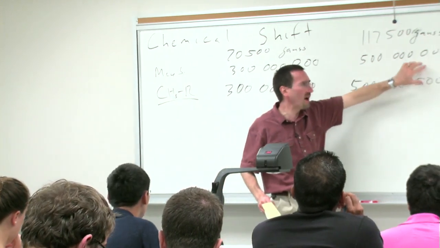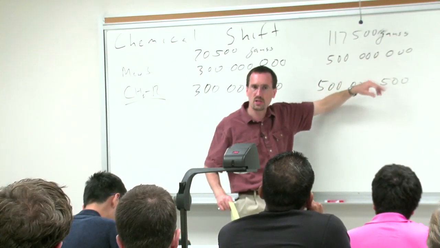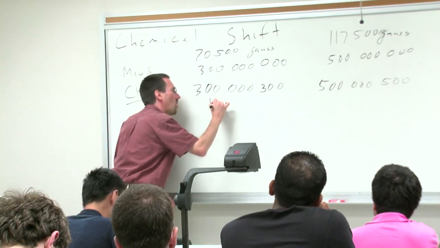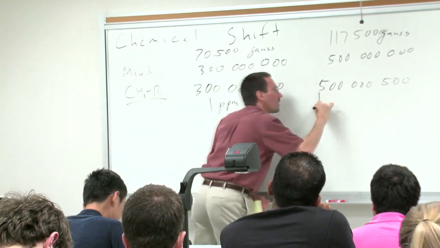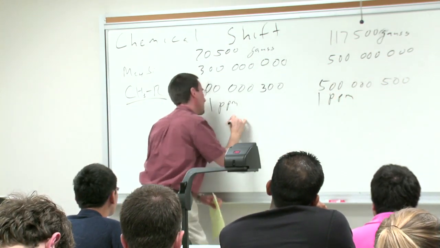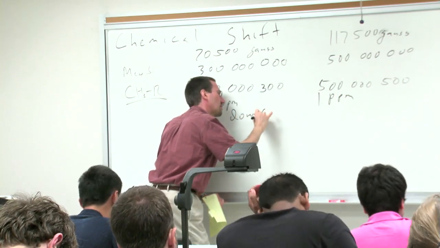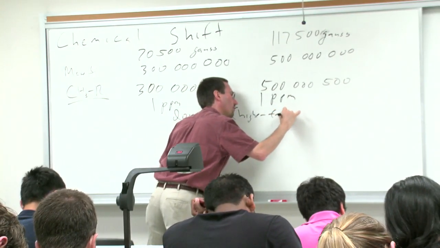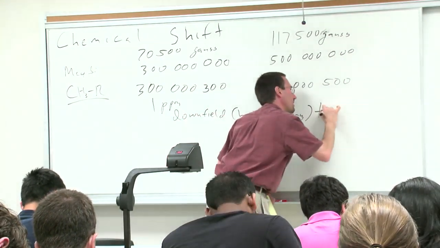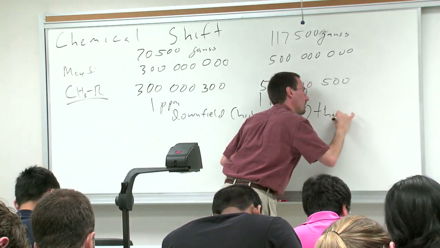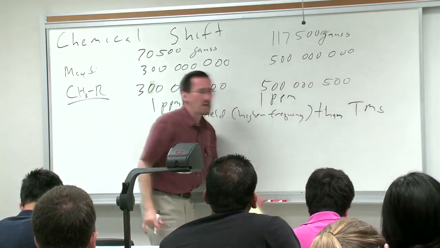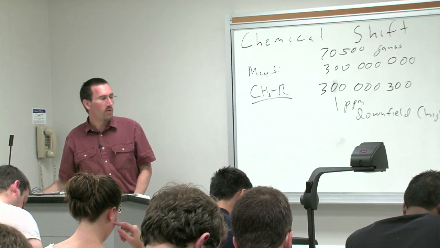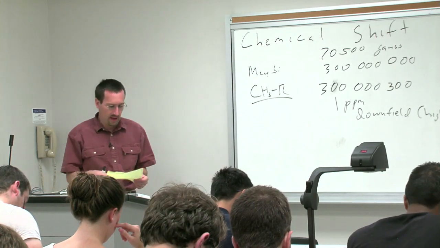So rather than saying that at a certain magnet we're 300 hertz downfield of TMS, and at a different magnet we're 500 hertz downfield of TMS, we can just normalize and say that in both of these cases we are 1 ppm downfield of TMS. Downfield means higher frequency. That normalization allows us to compare the frequencies of protons regardless of the magnet that we're using.